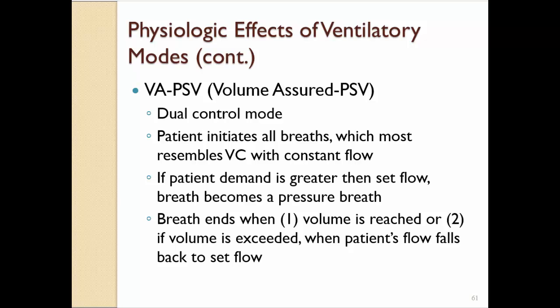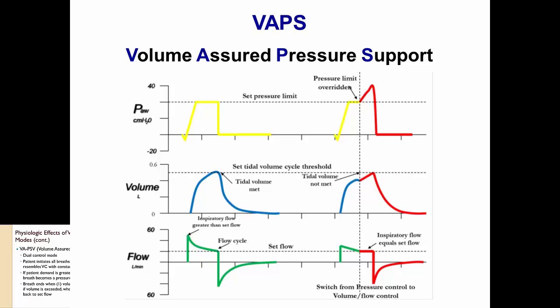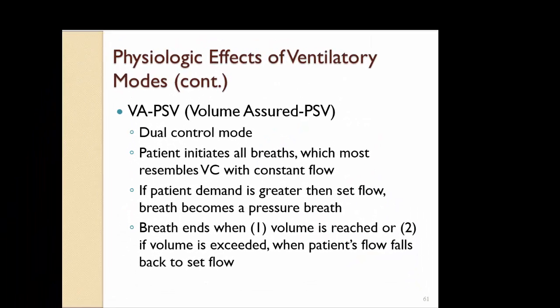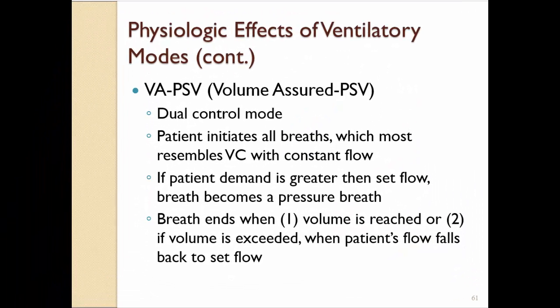A variation of the pressure support ventilation is the volume assured pressure support. This is a dual control mode where the patient initiates all breaths, which most resemble volume control with constant flow. If the patient demand is greater than the set flow, then the breath becomes a pressure breath. The breath ends when either number one, volume is reached, or number two, if the volume is exceeded when the patient flow falls back to the set flow.